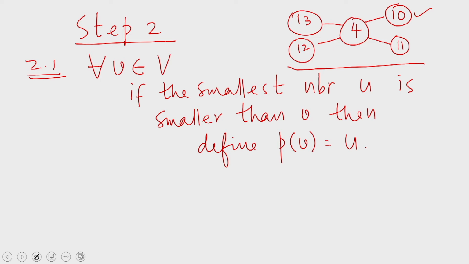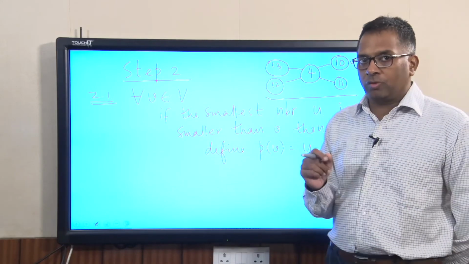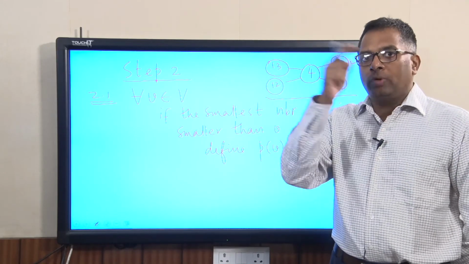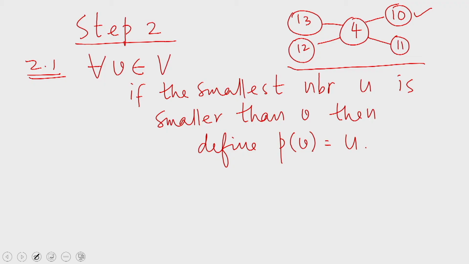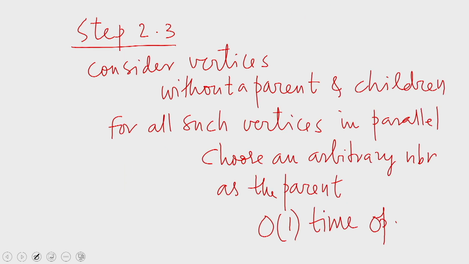Therefore, every pointer that we define in step 2.1 happens to be from a larger vertex to a smaller vertex. Therefore, at this point we cannot have a cycle. Every edge is from a larger vertex to a smaller vertex, so we cannot have a cycle. So, at the end of step 2.1 we do not have a cycle. In step 2.2 we are not defining any new pointer, we are merely finding out whether a vertex has children or not.